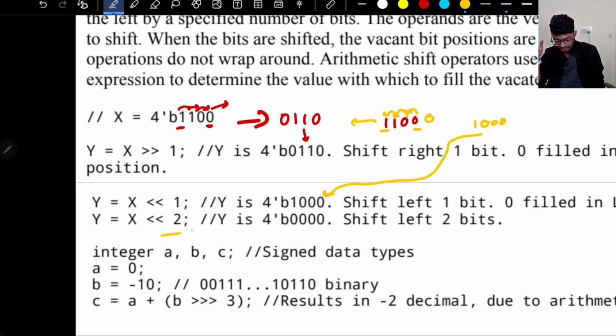What about if I left shift 2? This 0 will come here, this 0 will come here, this 1 will go to the dustbin, this 1 will go to the dustbin, everything will be 0, which is shown here.